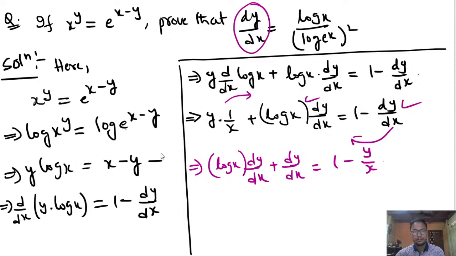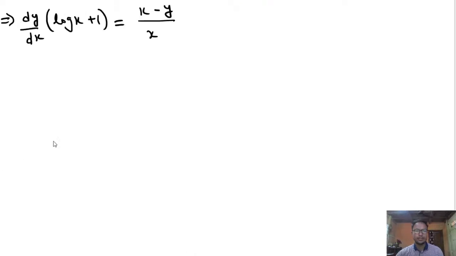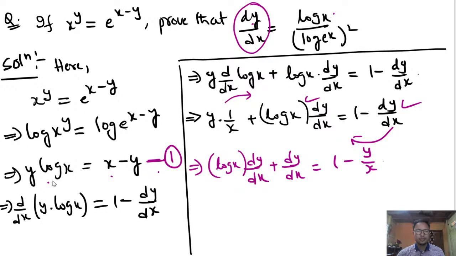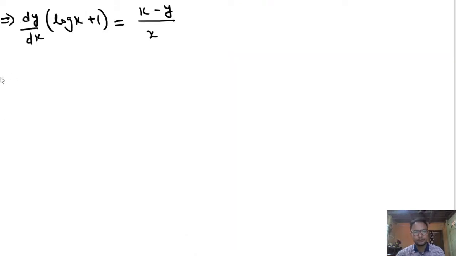Now let me call this equation 1. This part, y log x is the same as x minus y. Why are we going to use this? Because the proof says dy by dx equals log x divided by log x whole square, so the right hand side should be only in terms of the variable x, never y. So we don't want y. Therefore we replace x minus y from equation 1 with y log x.